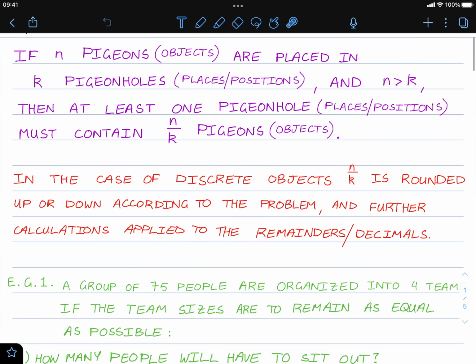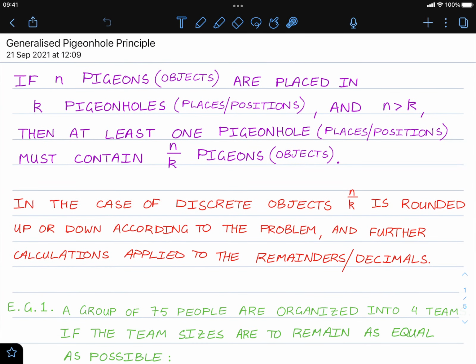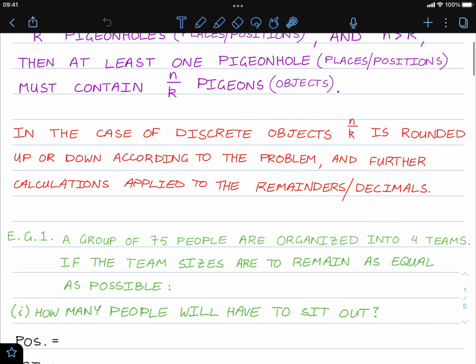We're going to generalize this, and rather than think of it as just discrete objects, it can be n number of objects and k number of positions, and n must be greater than k. Then at least one position must contain n divided by k number of objects. In the case of discrete numbers, n over k is to be rounded up or down accordingly to the problem, and some further calculations are to be applied to the remaining decimals or remainders if this division is not an integer.